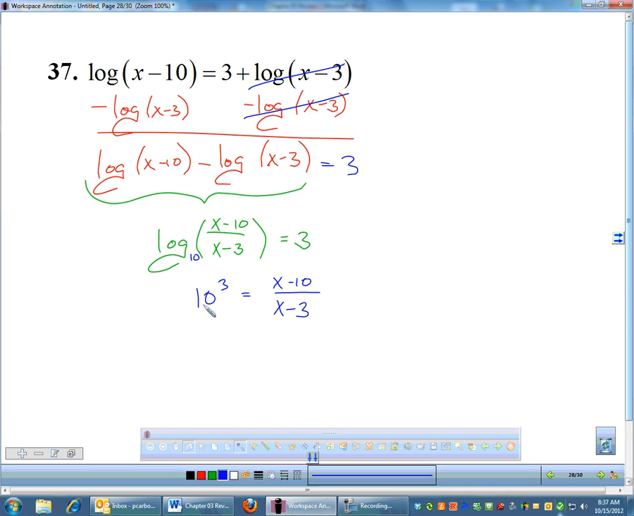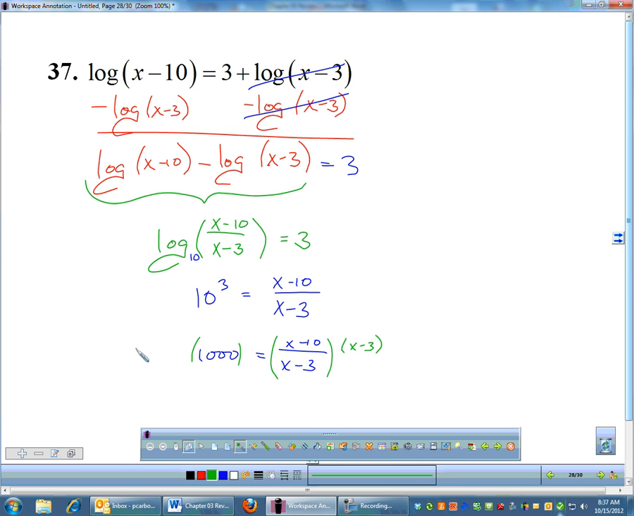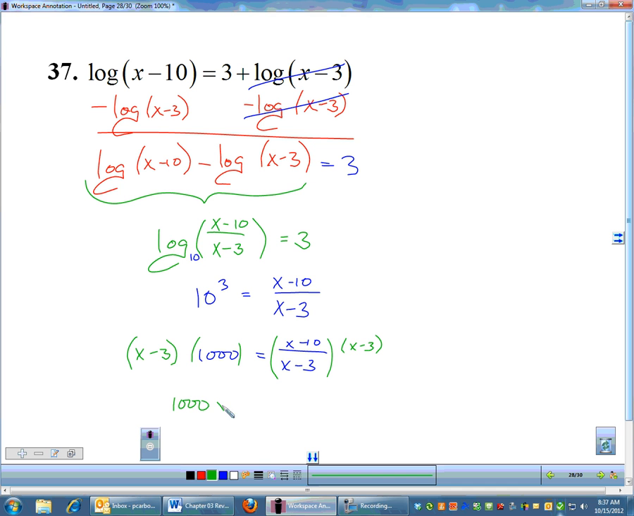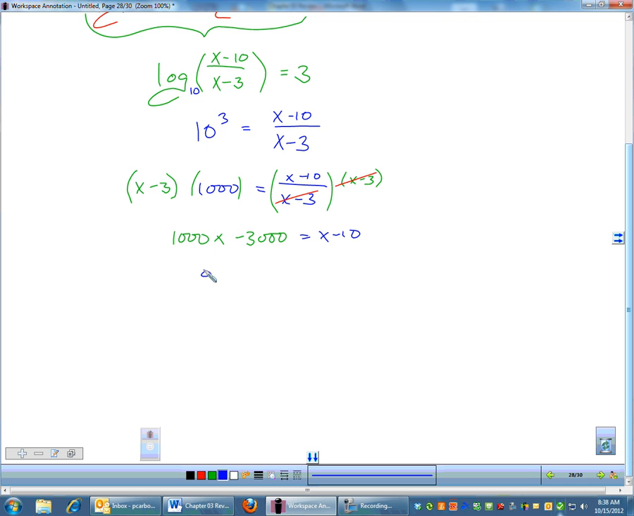And 10 cubed is 1,000, so I have 1,000 is equal to (x minus 10) over (x minus 3). I will multiply both sides by x minus 3. And that gives me 1,000x minus 3,000. Over here, the x minus 3's cancel. Equals x minus 10. We'll subtract the x. That'll give me 999x. We'll add 3,000, gives me 3,010. And then we will divide by 999. And you get x equals 3,010 divided by 999.